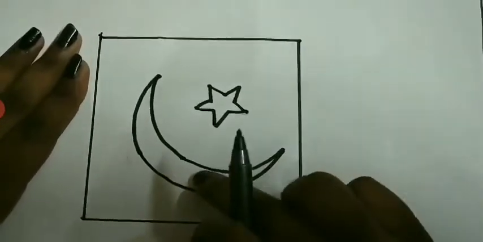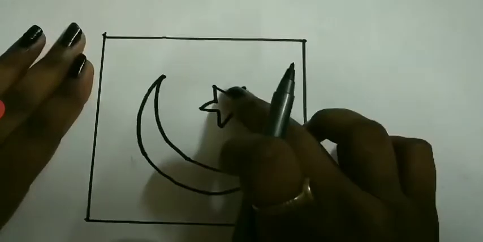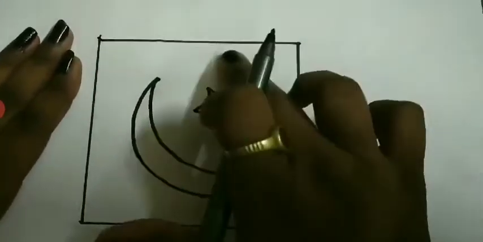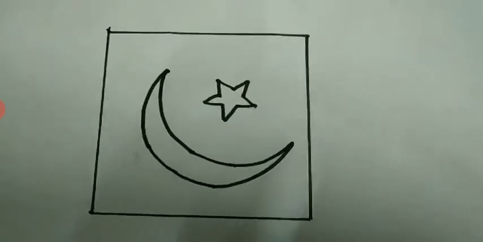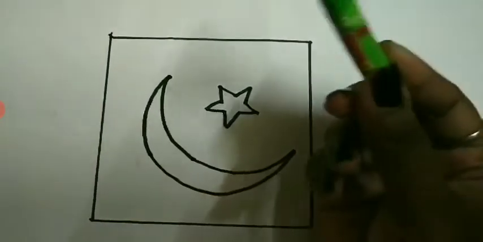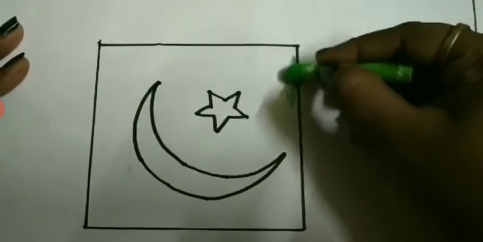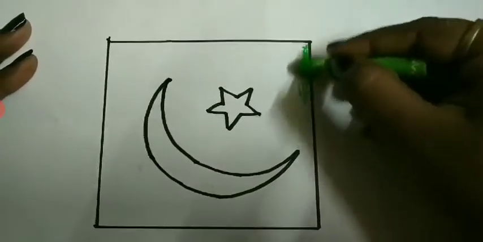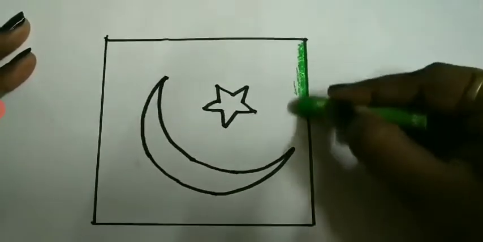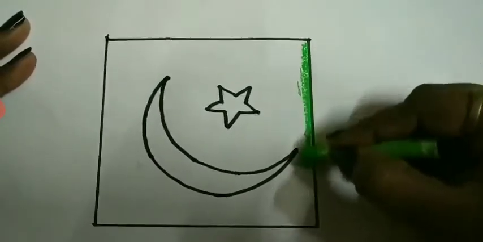We will not color the star and moon. We will color the outer part of the star and moon with a light green color. Students, first we will color all the 4 borders. That color should not spread outside.